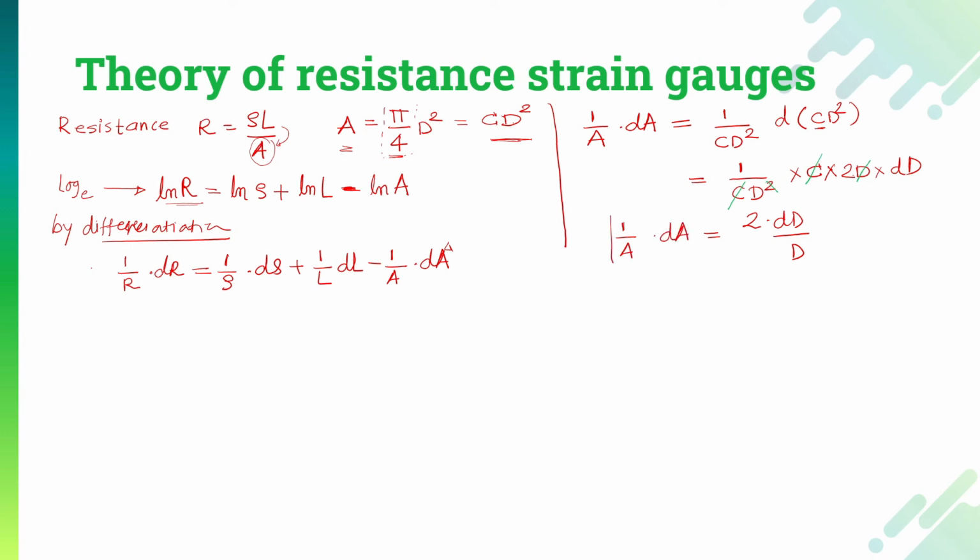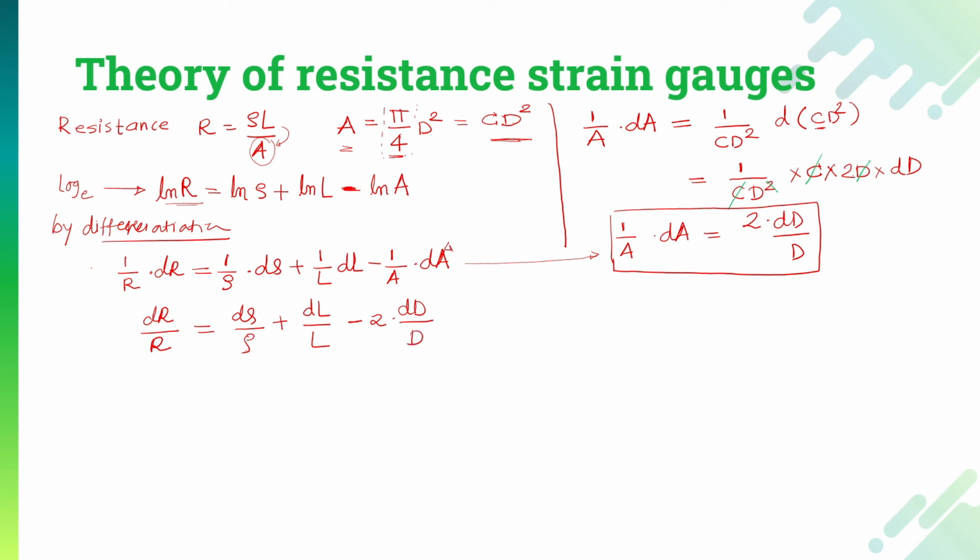So let us replace this particular value in this given equation. For simplification purposes, I am going to put dr by r instead of 1 upon r into dr. We are going to do the same thing throughout the equation. So what I am going to receive over here is d rho by rho plus dl by L minus, instead of 1 upon A into dA, I will put my derived value, which is actually 2 times d'/d.